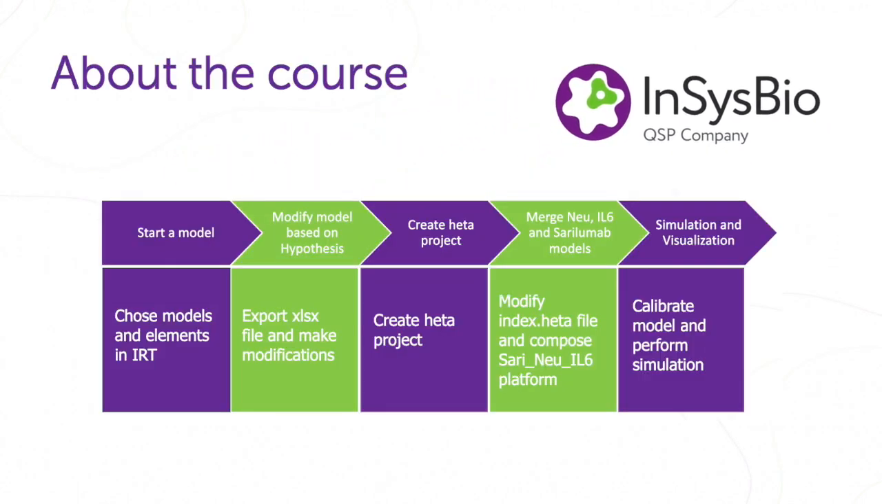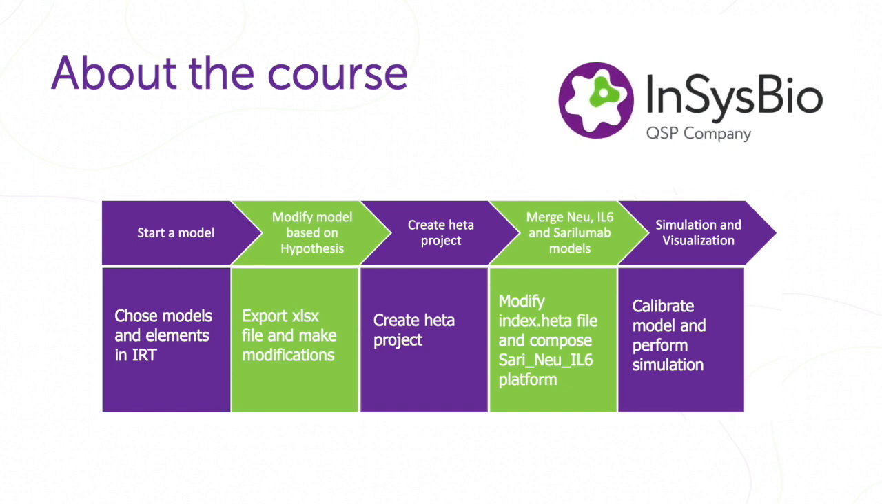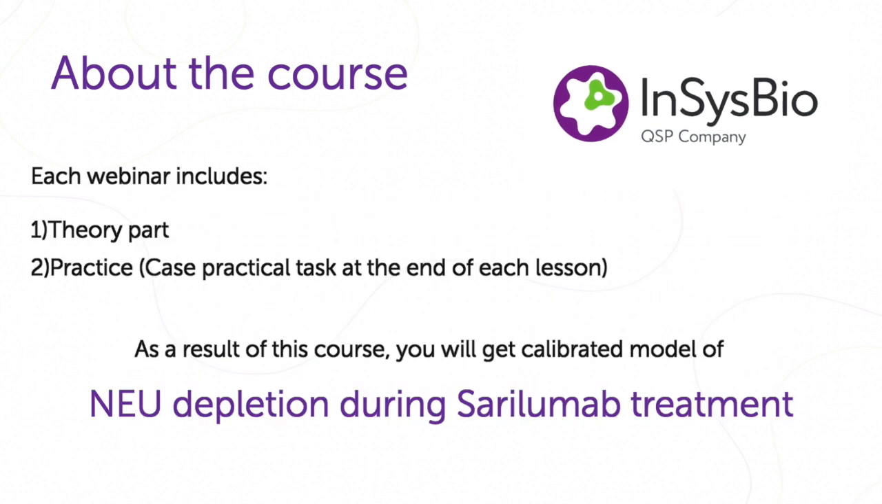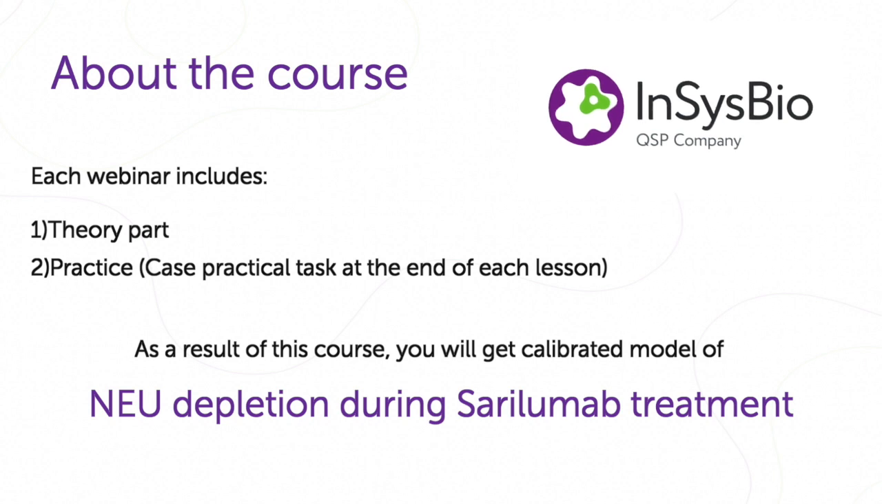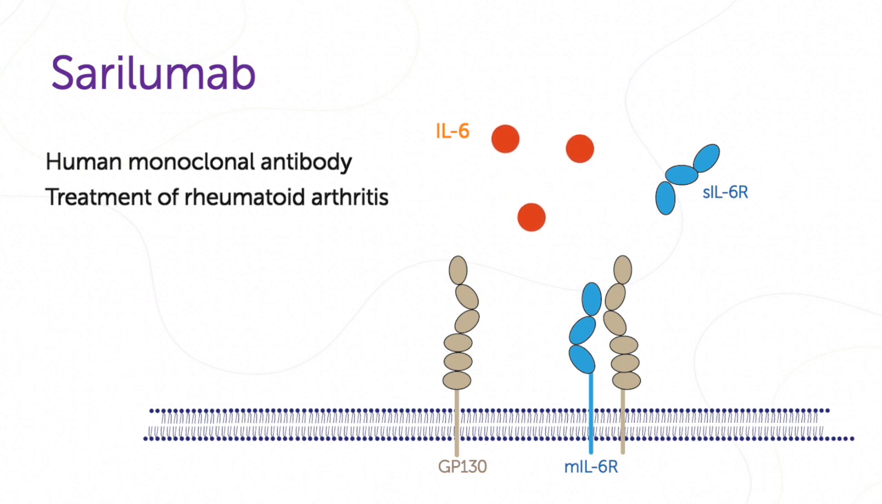This course aims to demonstrate how to use InSysBio ecosystem and in particular IRT to speed up and facilitate model development and subsequent modeling. To do this, in the framework of subsequent lessons, a theoretical part and practical tasks will be given, the final result of which will be a QSP model that describes the depletion of neutrophils during sirolimus treatment. Sirolimus is a human monoclonal antibody medication against the interleukin-6 receptor.